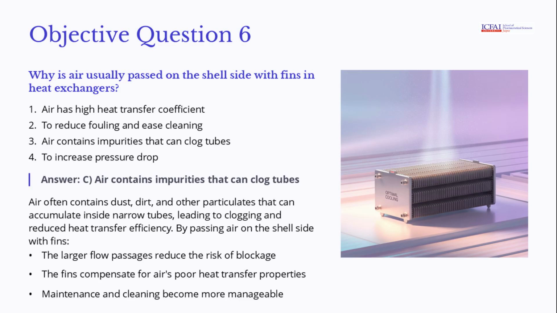Air is usually passed on the shell side with fins in heat exchangers because it contains impurities that can clog tubes. By passing air on the shell side, the risk of blockage is reduced, and the fins help compensate for air's poor heat transfer properties. This arrangement also makes maintenance and cleaning more manageable.